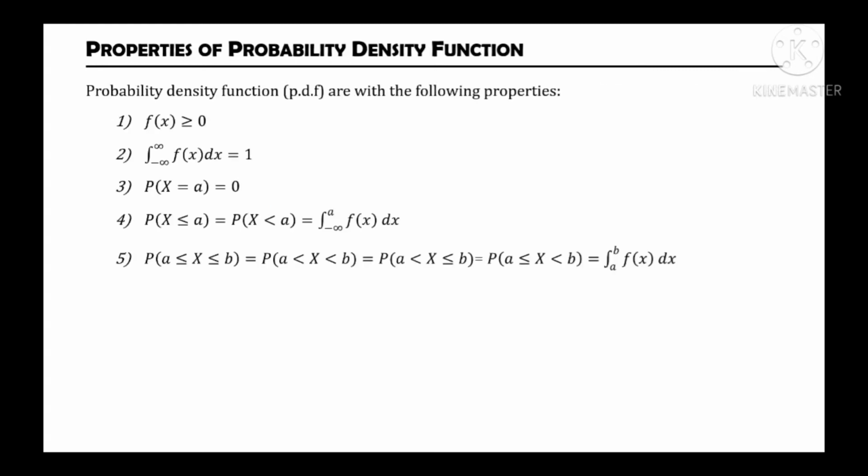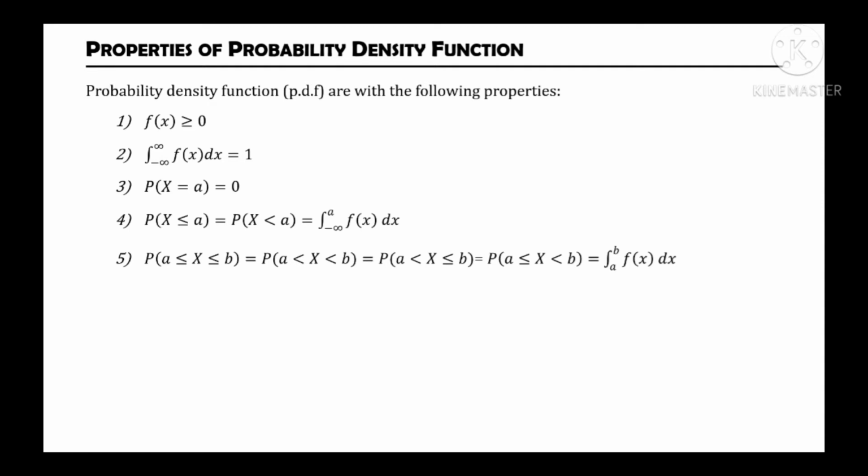Properties of probability density function. Probability density functions have the following properties. First, f(x) is greater than or equal to 0, means probability cannot be negative. Second, the integral from negative infinity to infinity of f(x) dx equals 1, means total probability must equal 1.